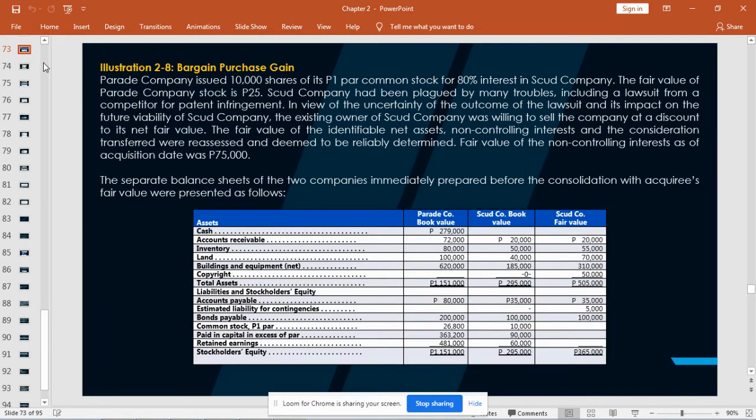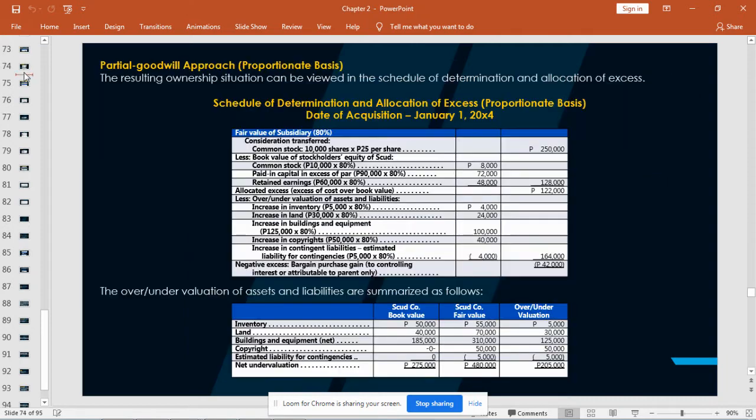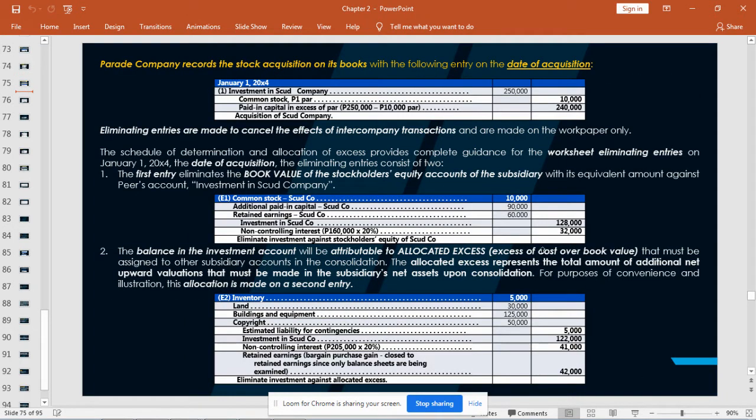So kung titignan nyo yung book value ng ating shares. Right? So ito siya. For our first eliminating entry is to close our shareholders equity. Right? Then credit yung ating investment in SCAD company, which is 80% ng ating shareholders equity. Then the remaining 20% to the non-controlling interest account.